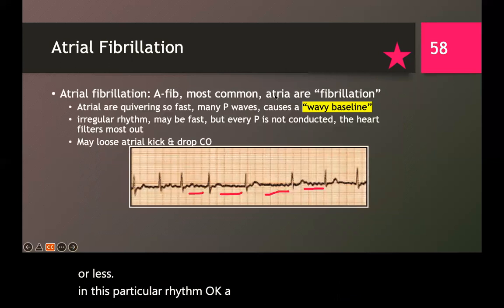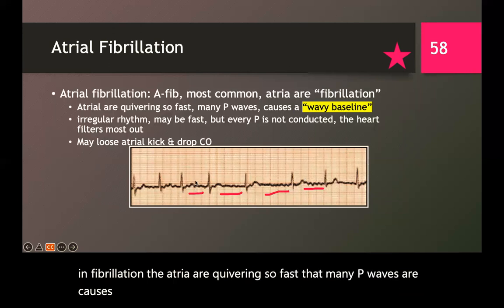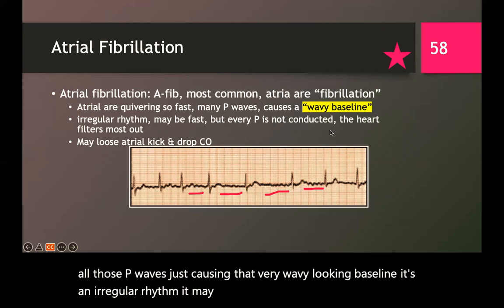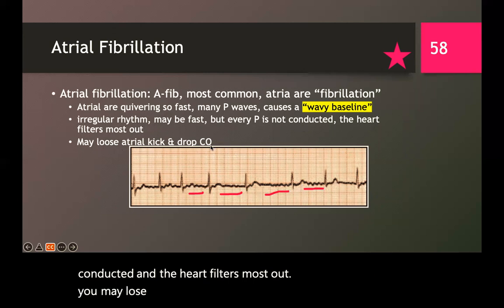Okay, AFib. AFib is the most common. Atria are in fibrillation. The atria are quivering so fast that many P waves cause a wavy baseline. See all those P waves just causing that very wavy looking baseline. It's an irregular rhythm. It may be fast, but every P is not conducted and the heart filters most out. You may lose an atrial kick and you may have a drop in CO.